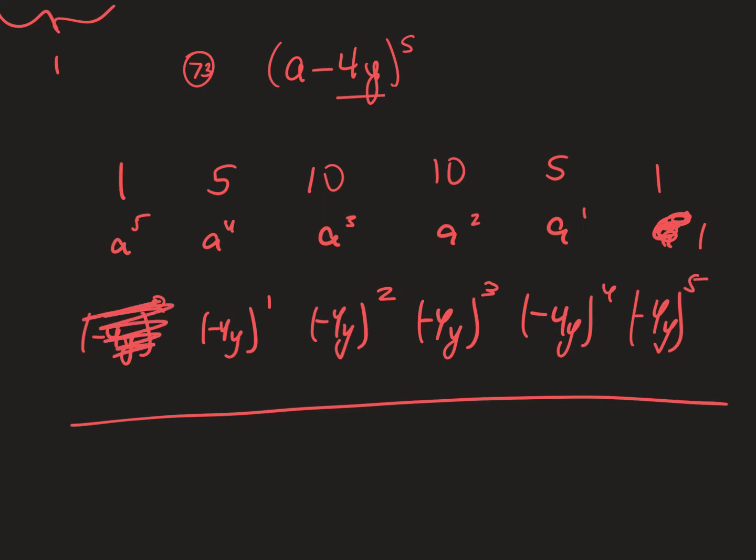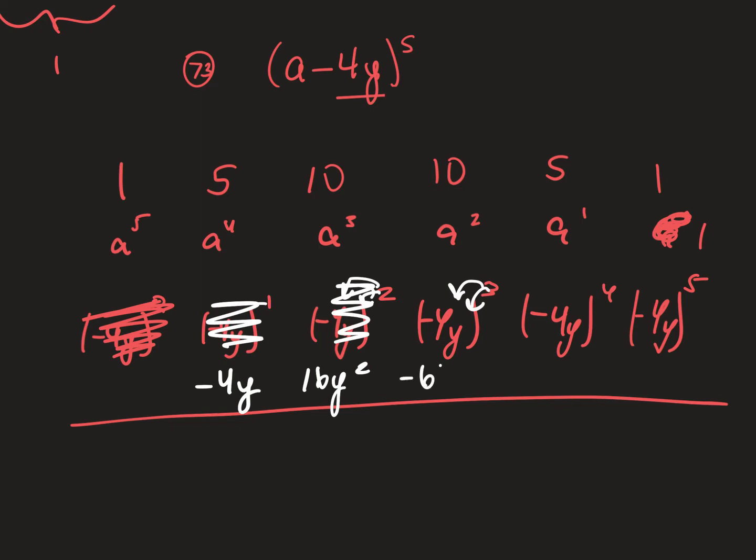Now, I personally would go through and do all my simplifications. That's me. I'd say negative 4y to the first power is just negative 4y, right? This 2 goes here and here. So you have negative 4 squared is 16. This becomes y squared. This 3 goes here and here. So negative 4 cubed is negative 64, and I have y cubed, right?